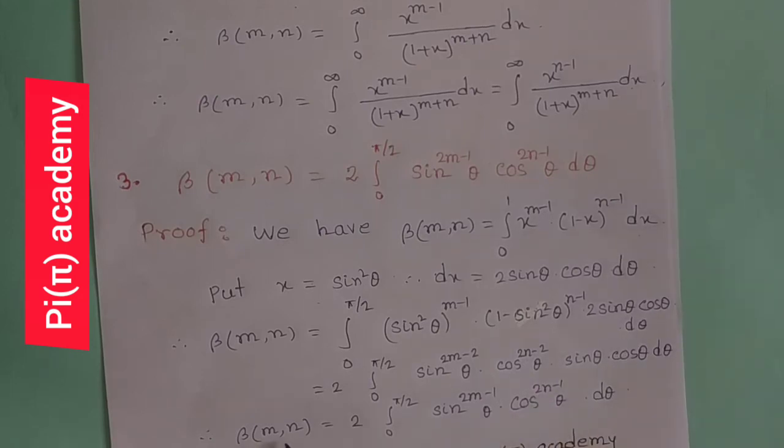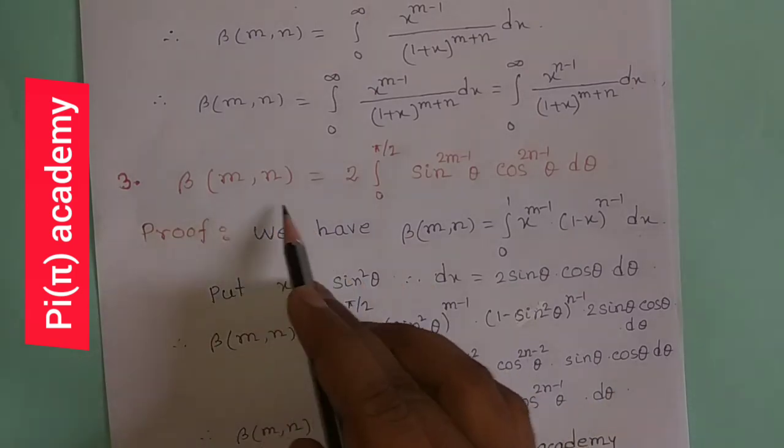Therefore beta mn equal to 2 into integral 0 to pi by 2 sin to the power 2m minus 1 theta cos to the power 2n minus 1 theta. Therefore this law is established.